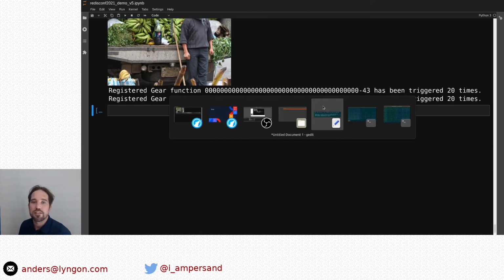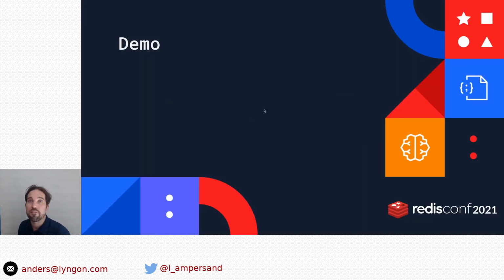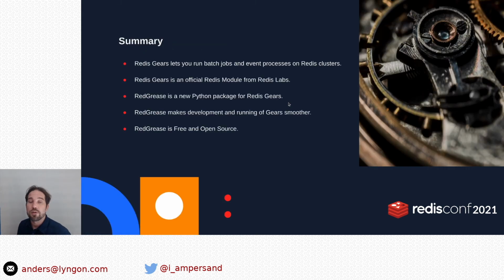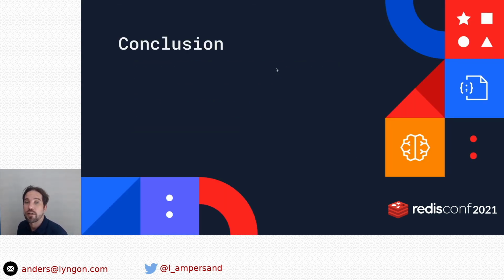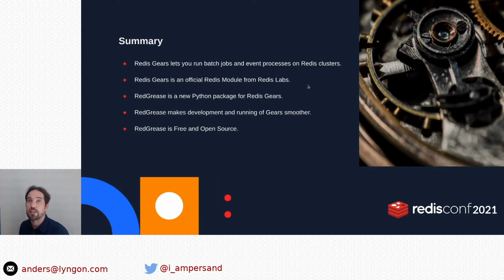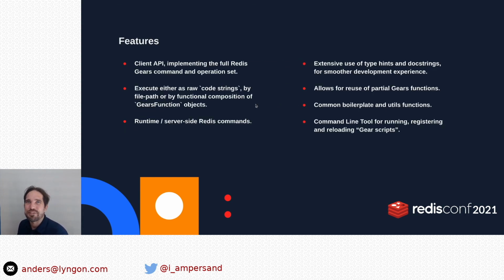So that's the demo, and please have a look at the notebook. It's available on GitHub. In conclusion, RedisGears is a very powerful way of letting you run batch processes and event processes on Redis clusters. RedisGears is an official module from Redis Labs. RedGrease, however, is a Python package specifically for RedisGears, and RedGrease makes development of RedisGears easier. And RedGrease is free and open source.